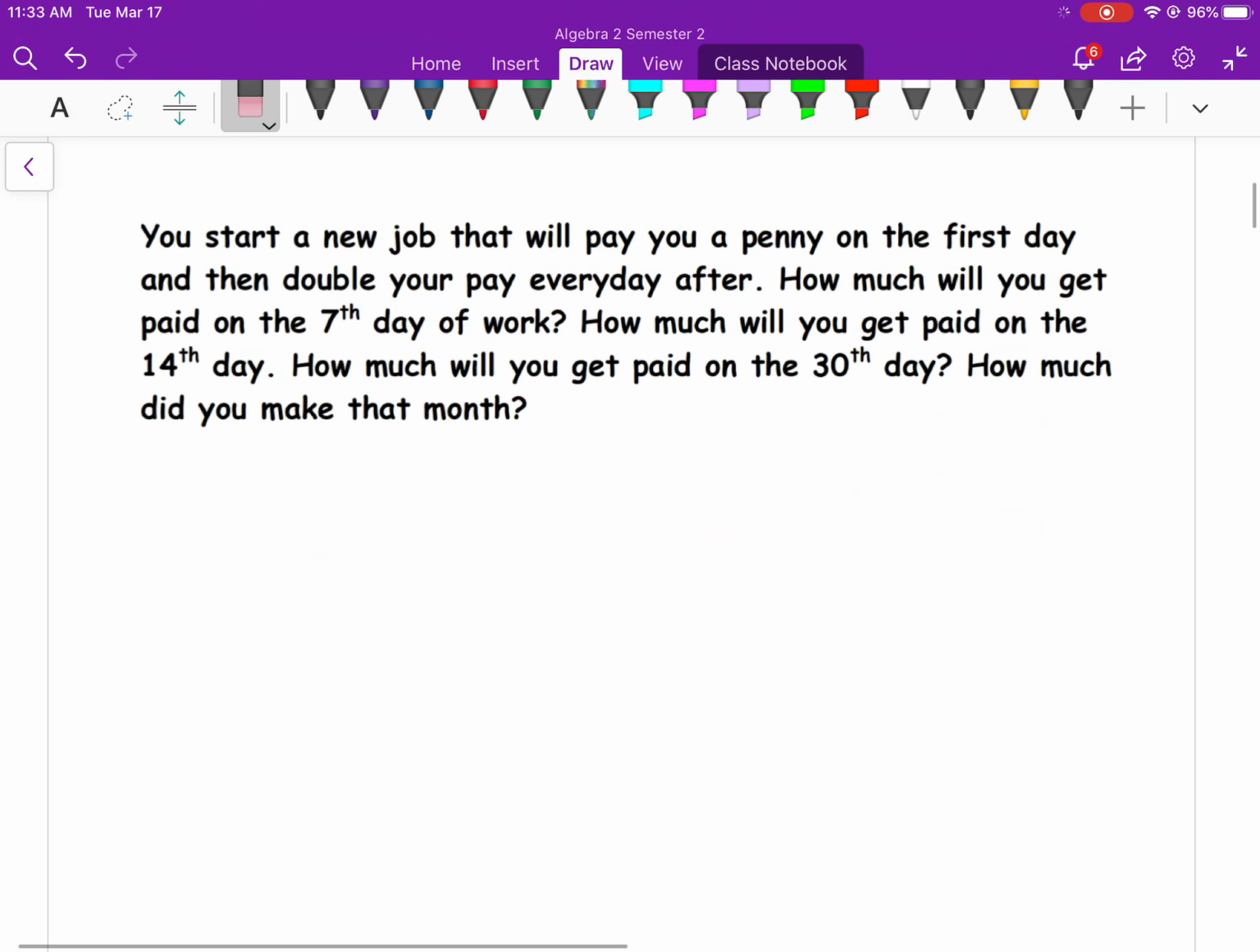Types of problems we will be seeing. You start a new job that will pay you a penny on the first day and then double your pay every day after. How much will you get paid on the 7th day of work? How much will you get paid on the 14th, the 30th day, and then how much will you make this month?